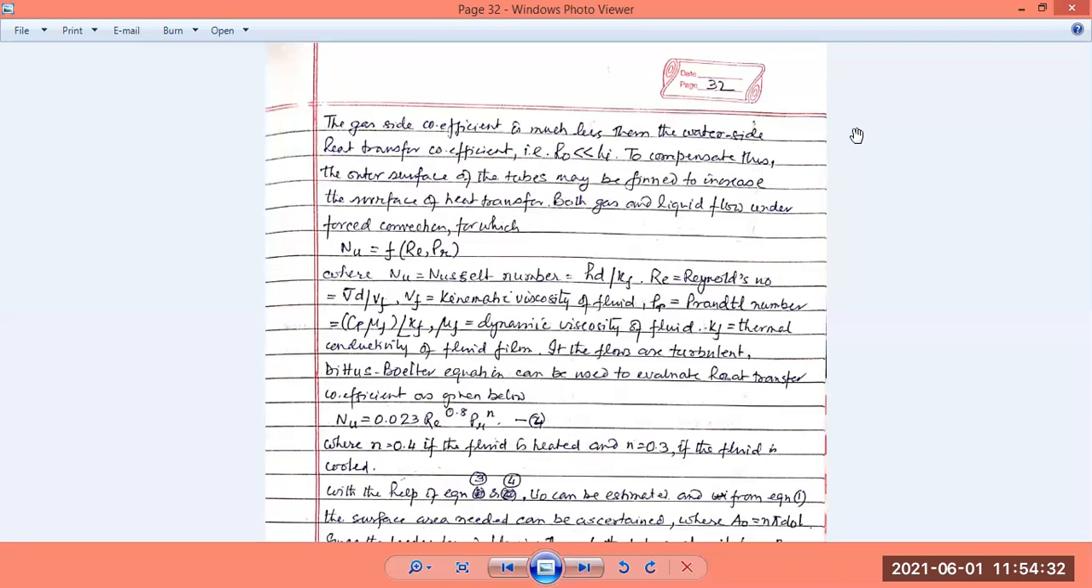Dittus-Boelter equation can be used to evaluate the heat transfer, and it has to evaluate the heat transfer coefficient as given below. Nu is equal to 0.023 Re to the power 0.8 Pr to the power n, where n is equal to 0.4 if the fluid is heated and n is equal to 0.3 if the fluid is cooled.